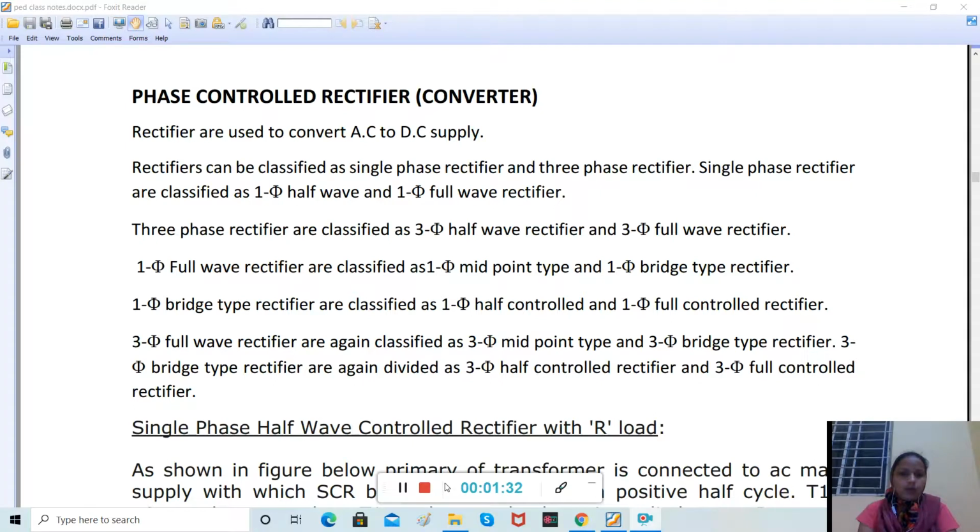Similarly, three phase full wave rectifiers are classified as three phase midpoint type and three phase bridge type rectifier. Then three phase bridge type rectifiers are again divided as three phase half controlled rectifier and three phase full controlled rectifier. So let's start from single phase.